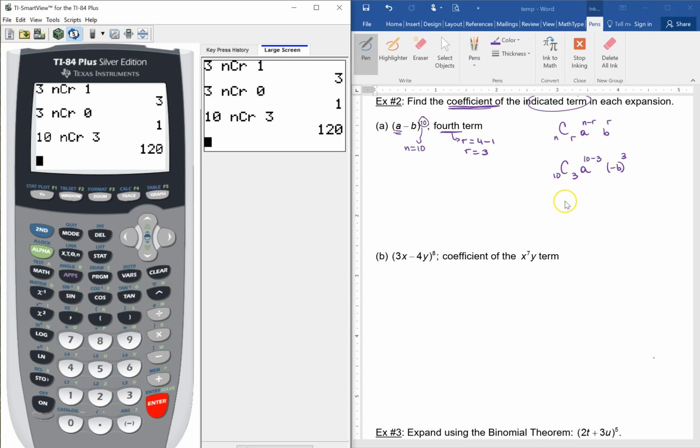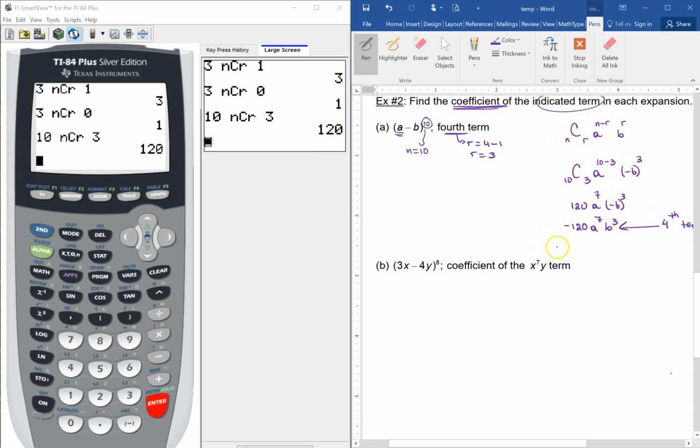So this is 120. Well, hang on, it's 120. I'm going in steps. A to the 7, and here I have negative b cubed. And the negative will come out, so it's negative 120 A^7 b^3. Now this is the fourth term. If you were to expand it, that will be the fourth term. What is the coefficient? And that's your answer. Okay?